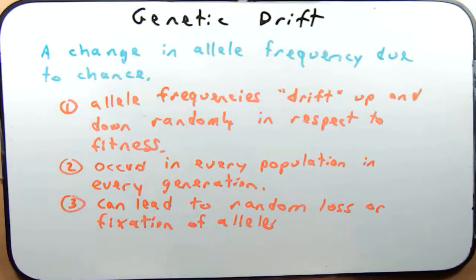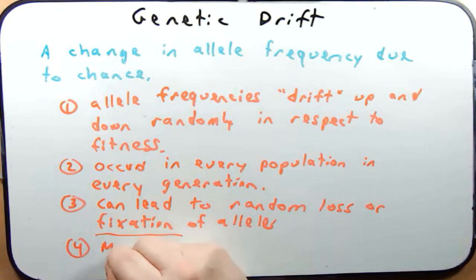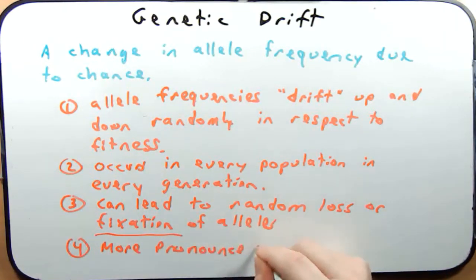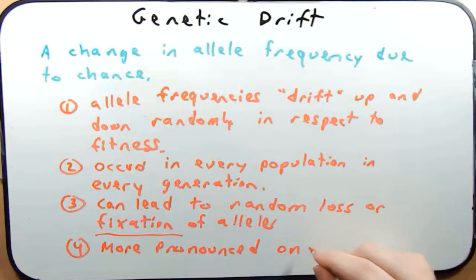When the allele frequency changes because of genetic drift, sometimes that can eliminate over time one type of allele. It may also predominantly favor another allele so that it becomes one of the main alleles in the population, which is what we mean when we say the fixation of alleles. Now, all of these things that we're talking about here are more pronounced in small populations.